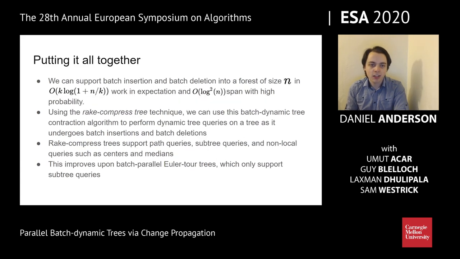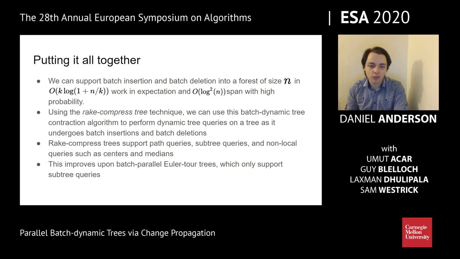But we can then put everything together. We can then use our change propagation algorithm and deduce that we can support batch insertion and batch deletion of a forest of size n in order k log(1 + n/k) work in expectation and log squared n span with high probability. Using the Rake-compress tree framework, this dynamized tree contraction algorithm can then be used to perform dynamic tree queries on the tree as it undergoes batch insertions and batch deletions. This essentially gives us a parallel version of Rake-compress trees.